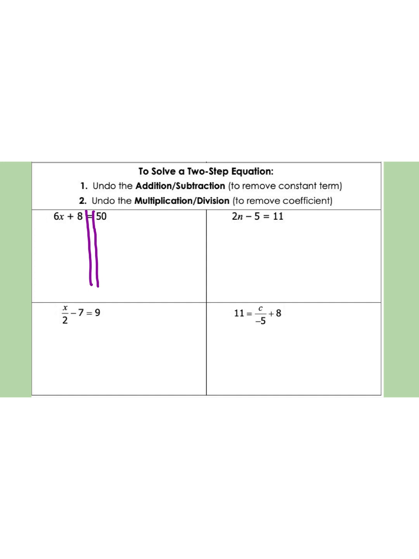Okay, so the first one, I'm going to get rid of the plus 8 by subtracting 8. What I do to one side, I do to the other side. So I have 6x on the left, and on the right, I have 42. Next, I'm going to divide by 6, and x equals 7. I can plug that in. 6 times 7 is 42, plus 8 is 50. It checks out. Next problem.